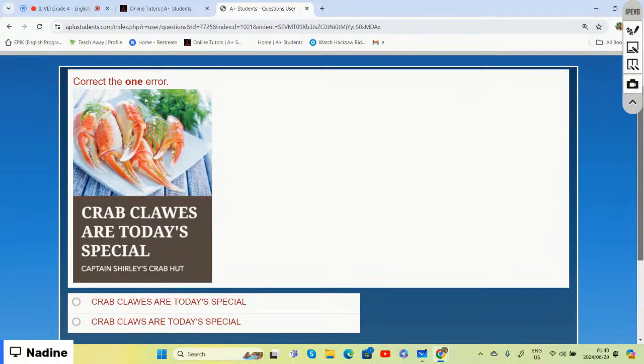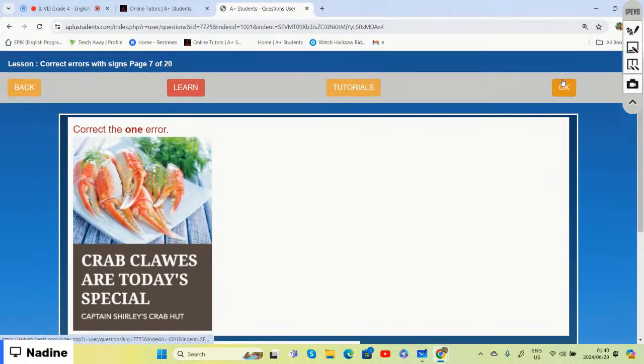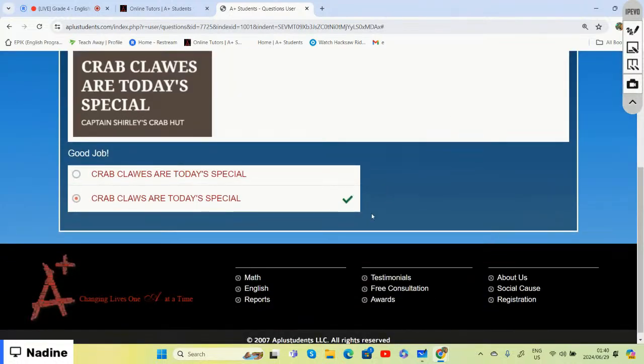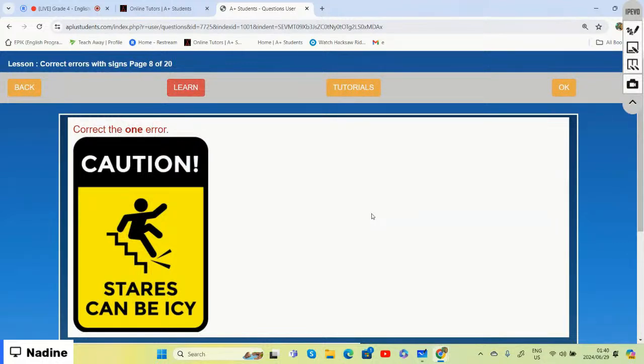All right, and if we were to correct our one error, then it says crab claws are today's special, which means that the word that we are going to correct is claws. Which means that we are going with option two, because claws, if we don't write it the way it is written on the sign, but we remove the E and we just write it as CLAWS for claws. Right, so option two is correct. So well done.